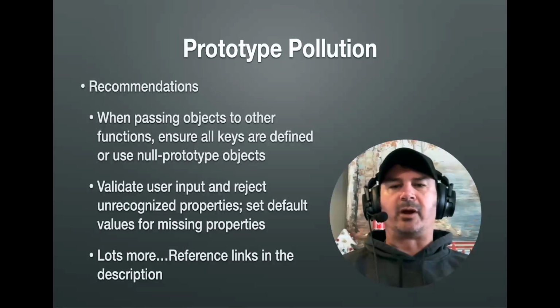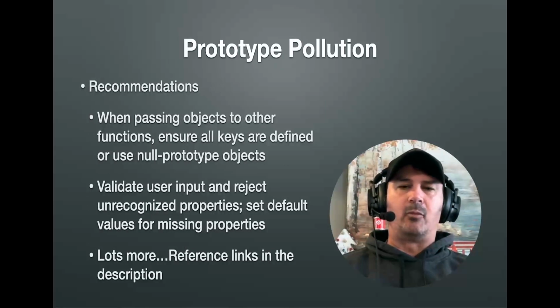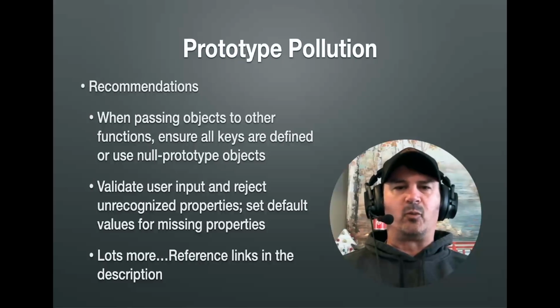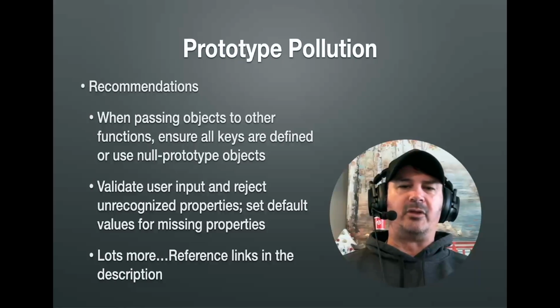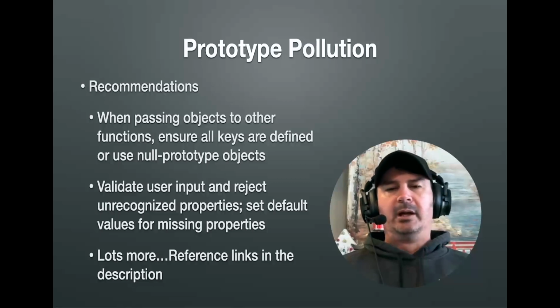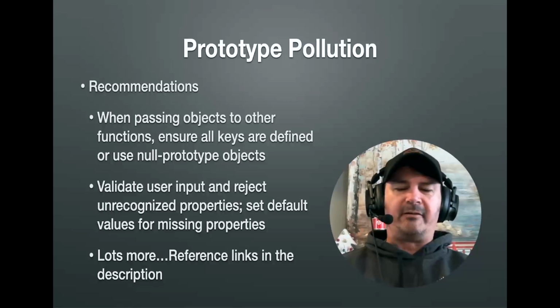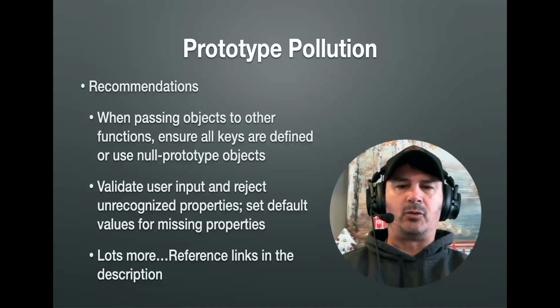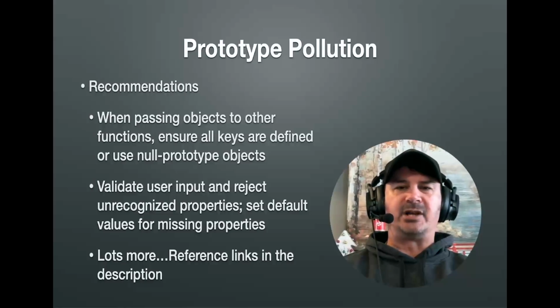So just some general recommendations, and like I said, there's a lot more documentation on this than I can present here. But first, whenever passing objects to other functions, ensure that all keys are defined or use null prototype objects. One thing that I forgot to show is that this won't work if an object already has that property defined on it.